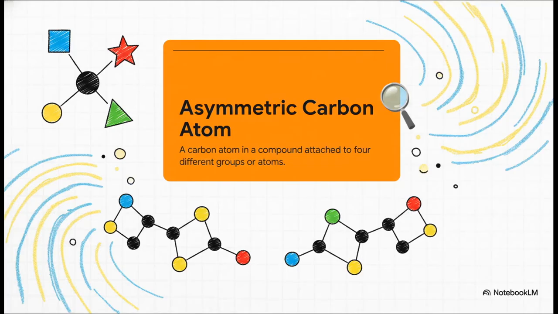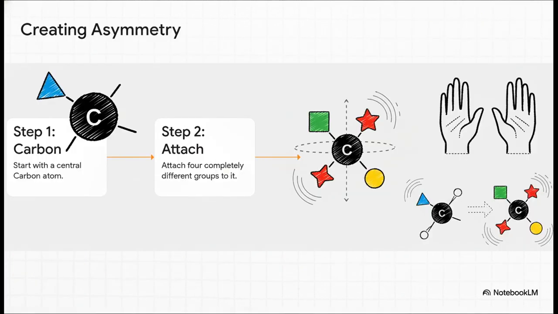All right, this is the key. A carbon atom, as you know, makes 4 bonds. Now, if every single one of those 4 bonds is connected to a different atom or a different group, that's it. That's an asymmetric carbon, and that little bit of imbalance is the secret sauce. Let's just build one real quick. You start with your carbon in the middle, then you attach 4 totally different things to it.